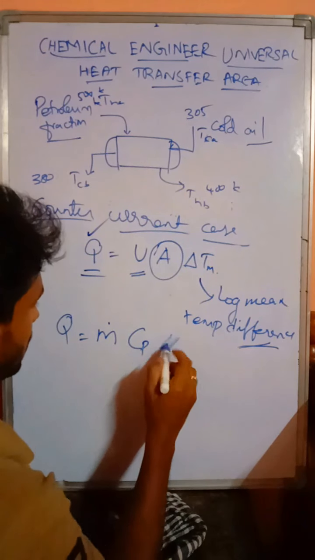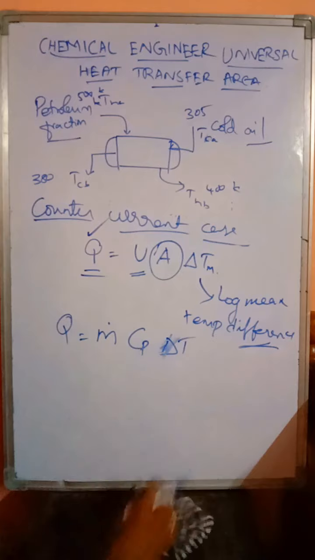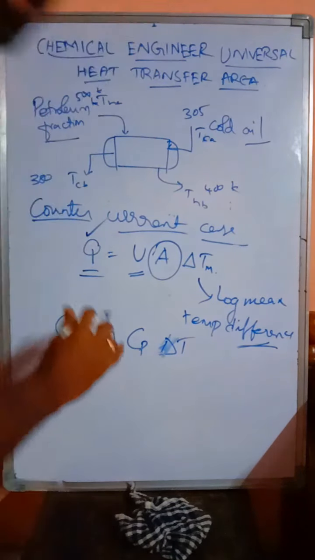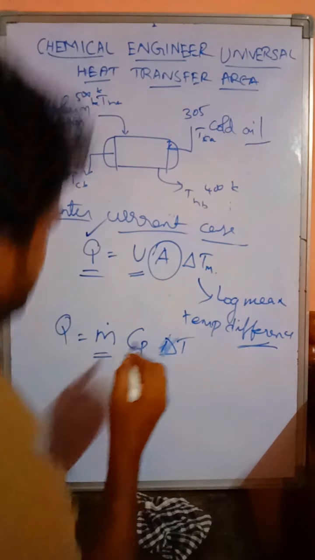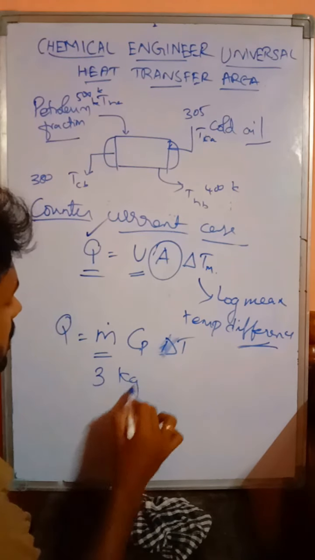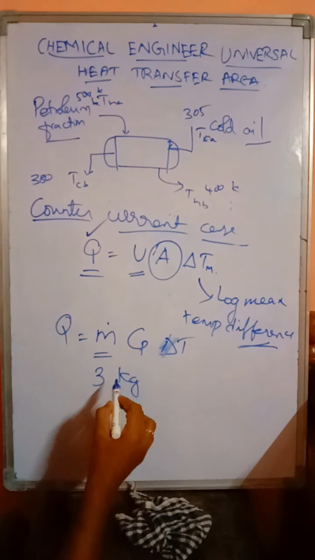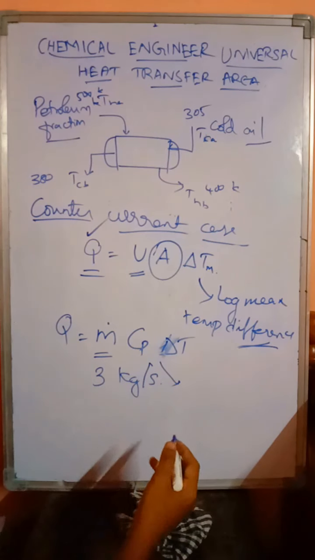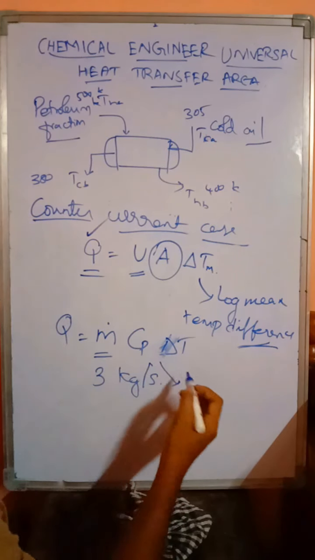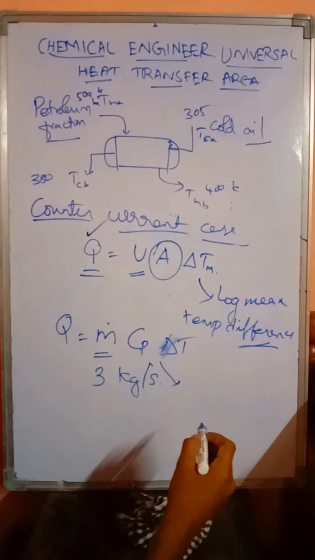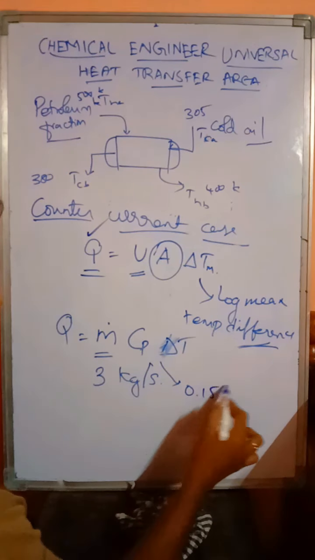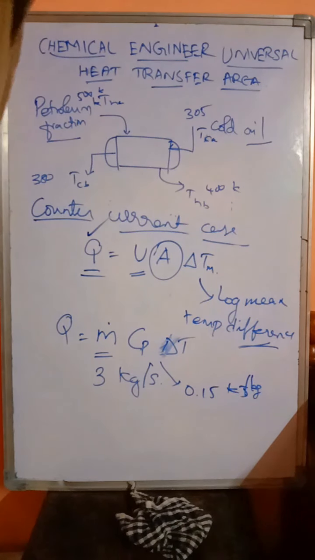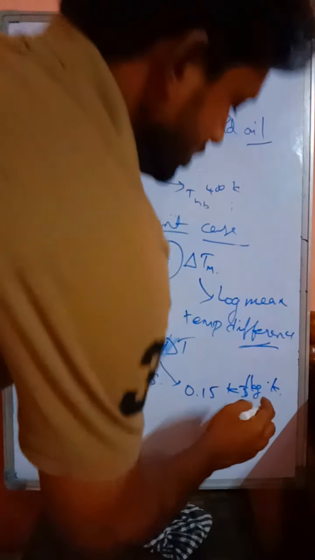This is m Cp delta T. So what is the m dot? You can take it that these data are all given, or you may have them. So m dot we can consider as 3 kg per second. And Cp we can get from the tables. For this case we can take about 0.15 kilojoule per kilogram Kelvin. Kelvin or degree Celsius, both are the same.